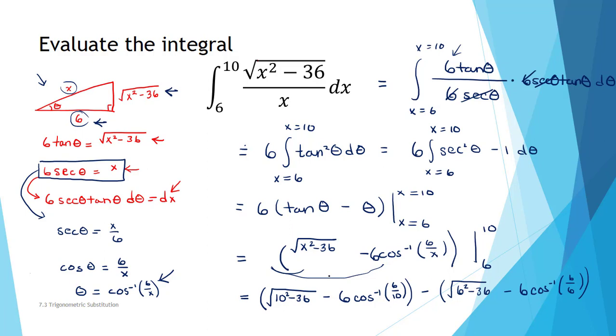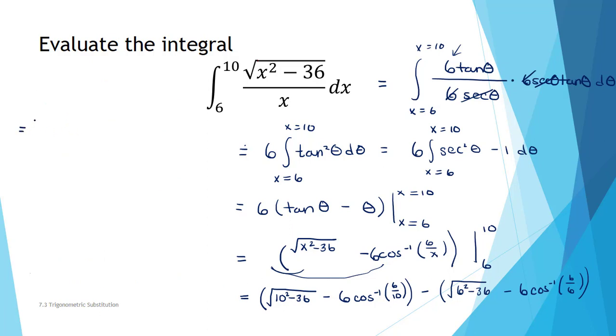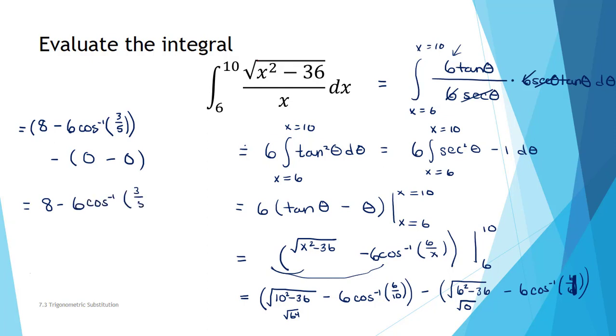And simplifying, the square root of 100 minus 36 is the square root of 64, which is 8, minus 6 times cosine inverse of 6 over 10, which is 3/5. And then minus, let's see, the square root of 6 squared minus 36 is the square root of 0, which is just 0, minus cosine inverse of 1 is 0. So we end up with 8 minus 6 times cosine inverse of 3/5.